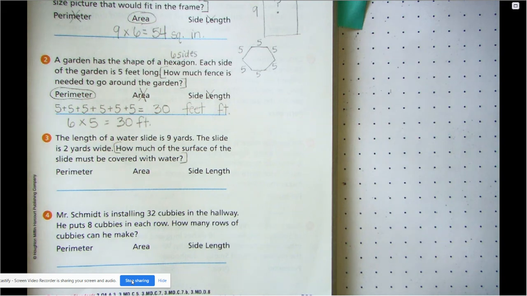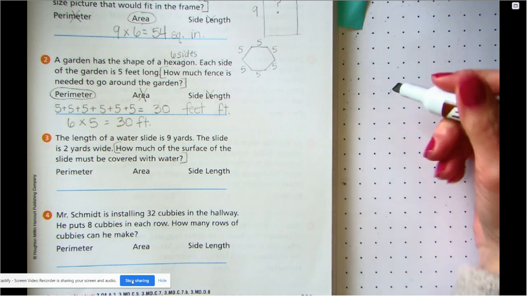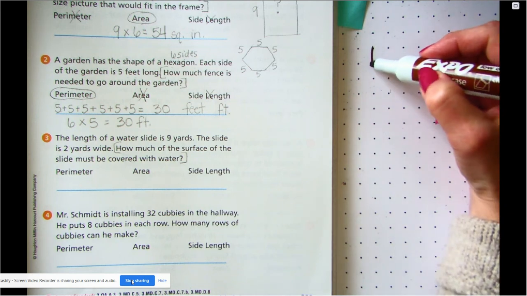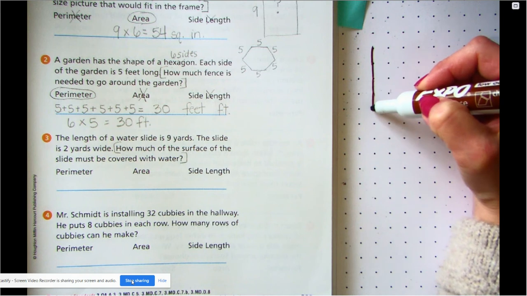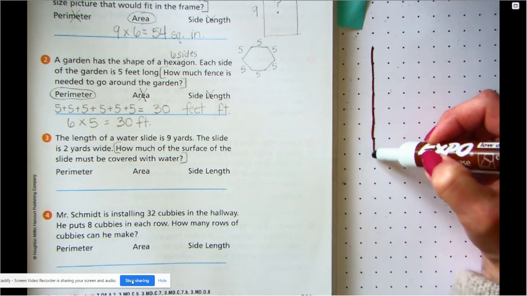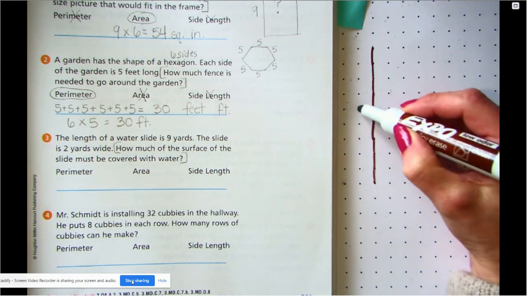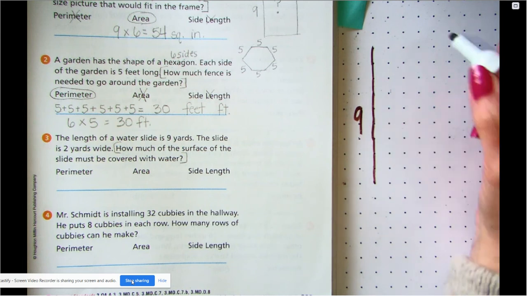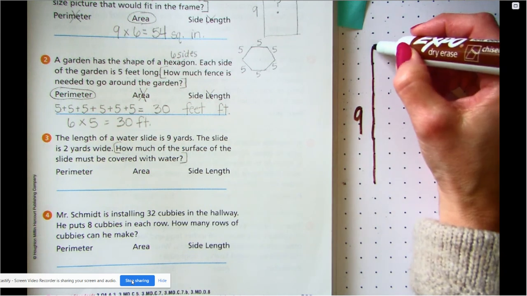Okay, I'm going to draw this picture. The length of a water slide is 9 yards. So I'm going to draw 1, 2, 3, 4, 5, 6, 7, 8, 9. Right? And then it says it's 2 yards wide.